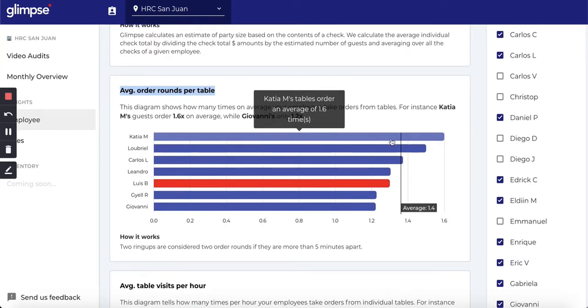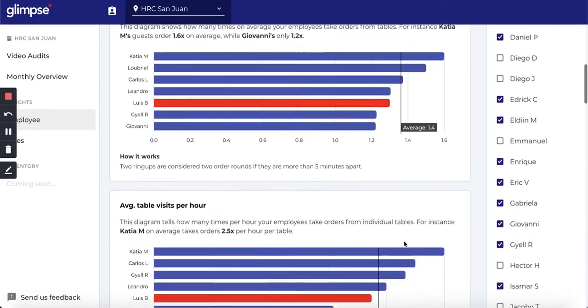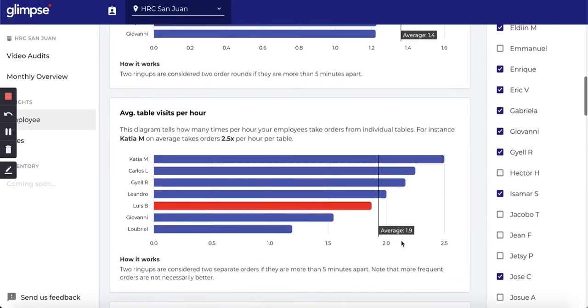She sells in order about 1.6 rounds per table or per dining experience from start to finish. And Giovanni again at the very bottom at around 1.2, the average being 1.4. So we would definitely want to understand how Giovanni can improve his skill in recommending an additional round to his customers.